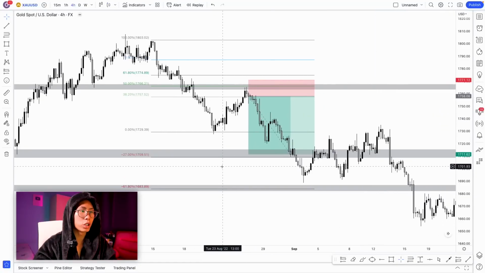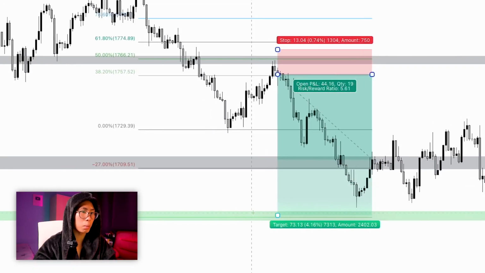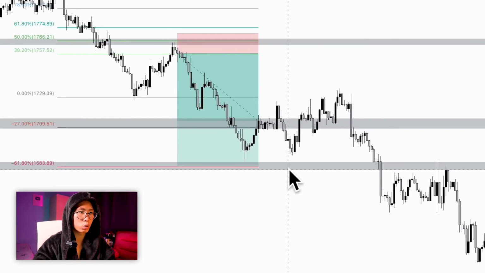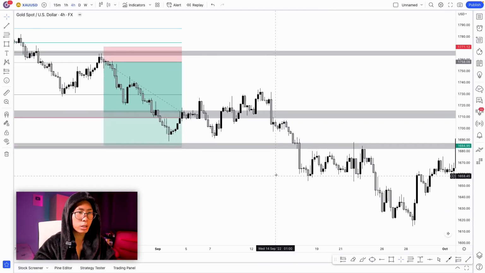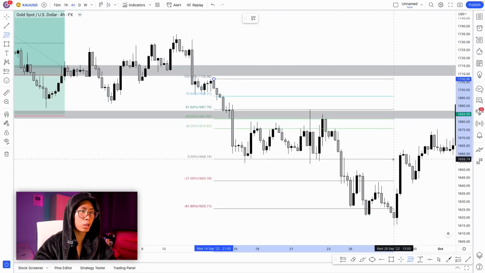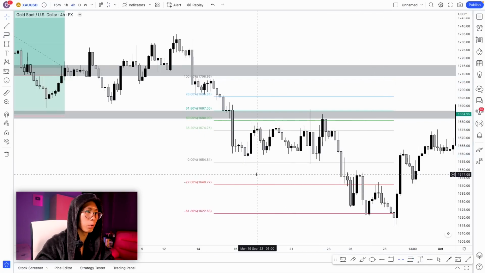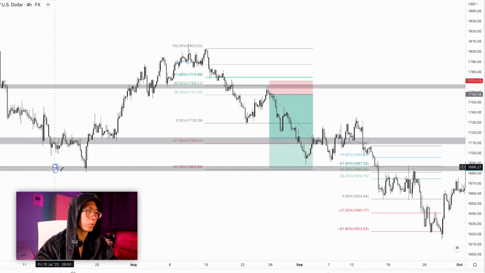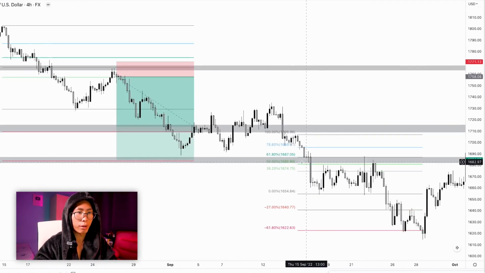And then you can see eventually price goes down to our negative 61.8 level right here, and it also pierced right through it. It also lines up with this support level. And in this case, look at what price did. Price came back up to retest this key support area, and guess what? You can draw another Fibonacci right here, and you can see this time around the 61.8 retracement level lines up with this key support area that we have right here.